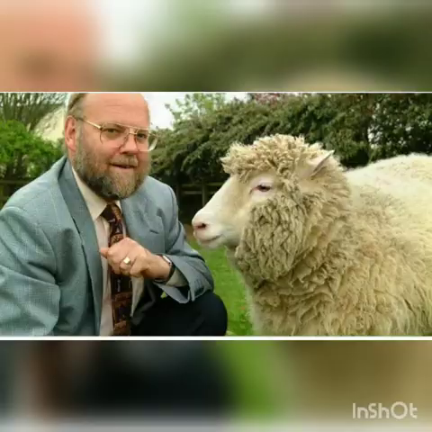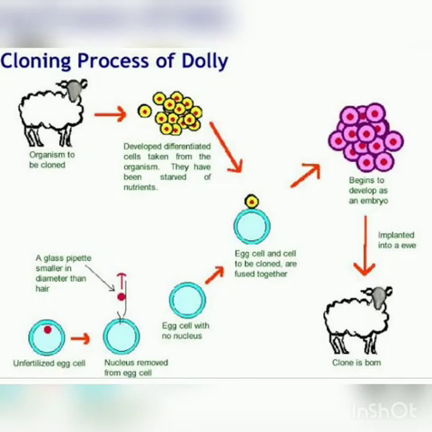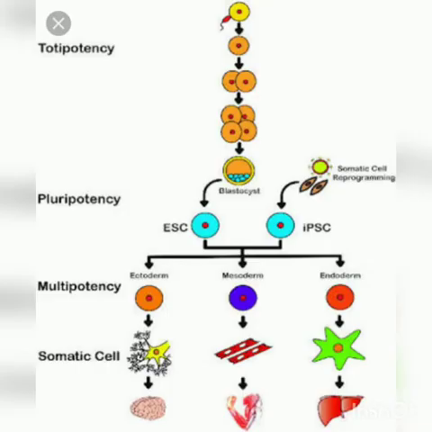Dolly, the transgenic clone, was developed by the nuclear transfer technique and the phenomenon of totipotency. Here, what is meant by totipotency? Totipotency refers to the potential of a cell to develop into different cells, tissues, organs, and finally an organism. Toti means total potentiality. So, it's a complete potentiality of a cell to develop into different cells.